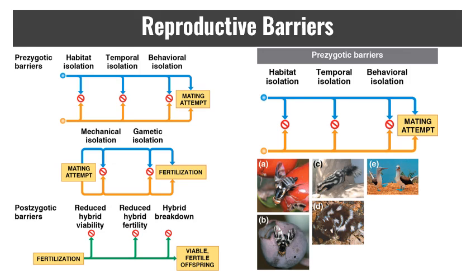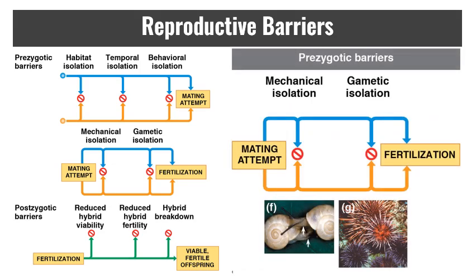If there is a mating attempt, but there is no fertilization, you have two types of separation here. Mechanical isolation, literally the reproductive anatomy doesn't work together. So in this example here, the species of snails, their shells are curving in two different directions, so they're unable to link parts, for lack of a better phrase. And then gametic isolation is going to be pretty much the same thing, but on a cellular level.